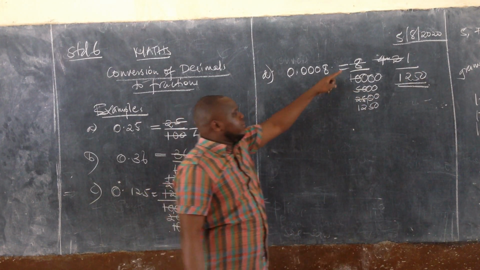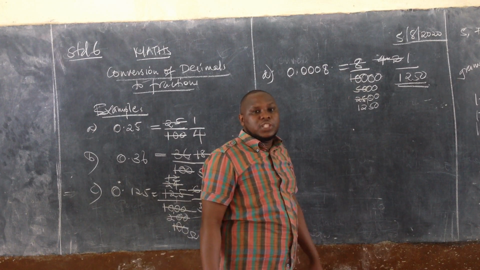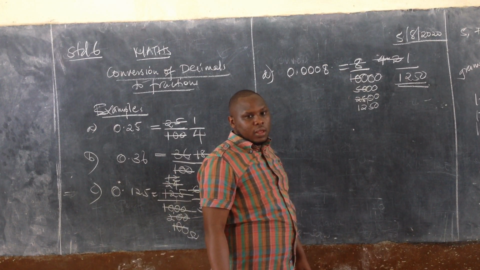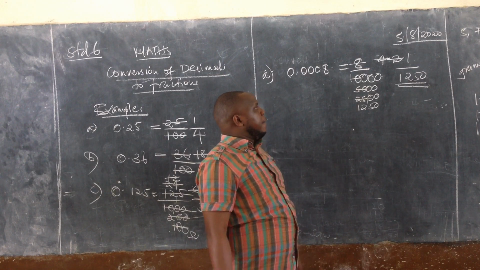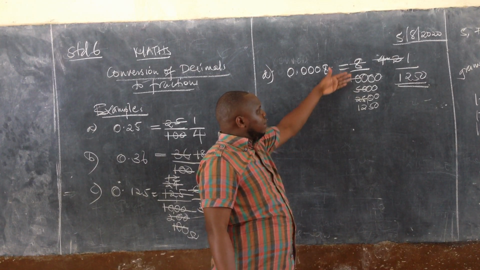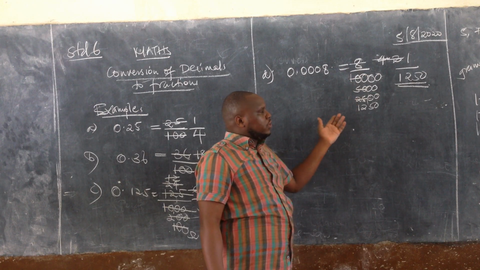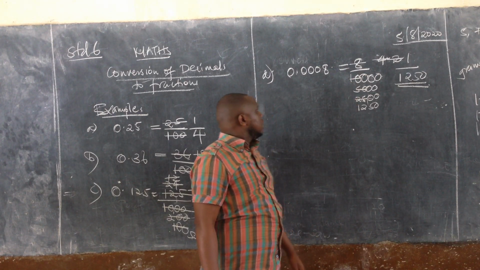If you cannot simplify like this, learner, use long division. Use long division and see whether you can simplify that. But this is always the best method because you'll be able to see. If you use long division, you are likely to miss the question.